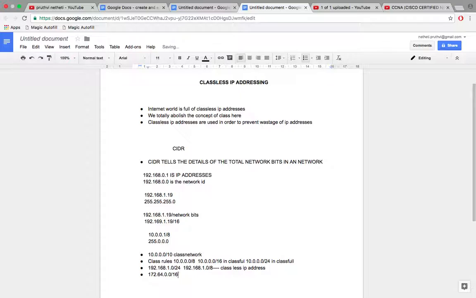172.64.0.0/16. So this is a classful IP address, right? Because 172 is a class B address, it has a subnet mask of 255.255.0.0. So 2 octets are for network bits and 2 octets are for host bits. So the CIDR notation tells you regarding the network bits.